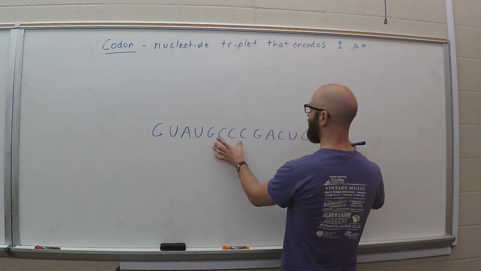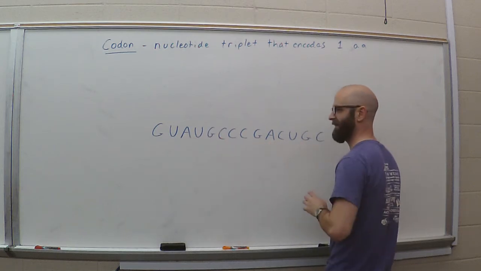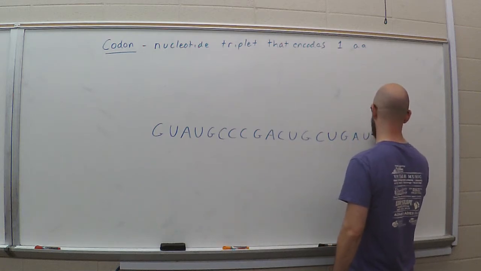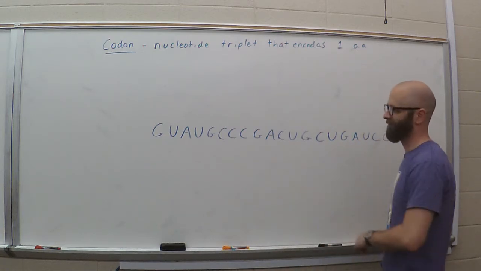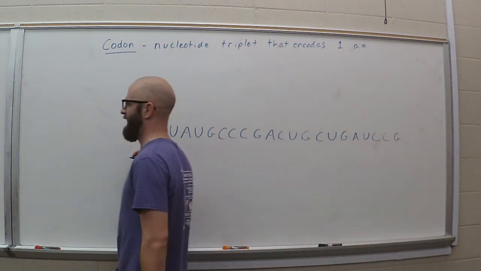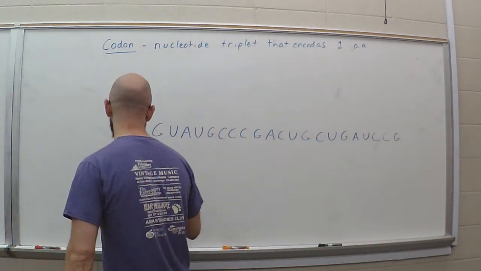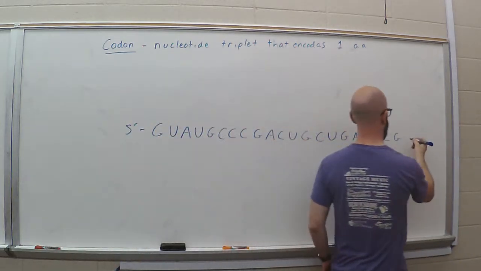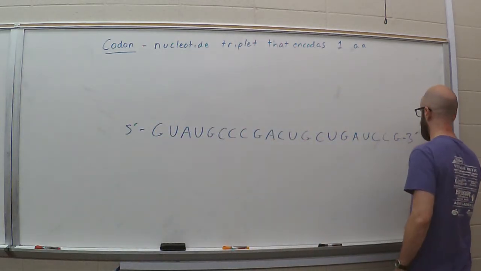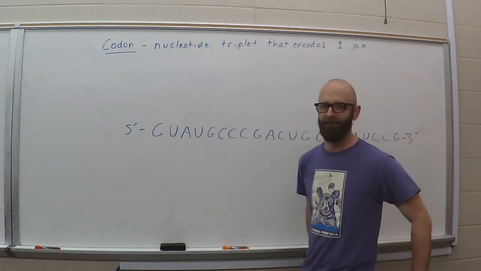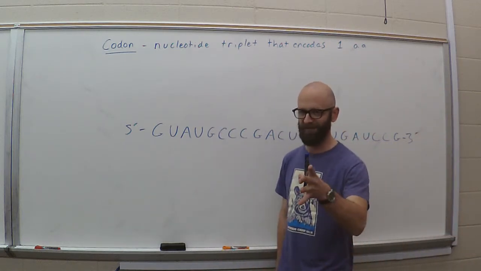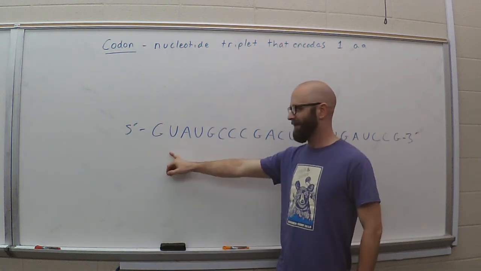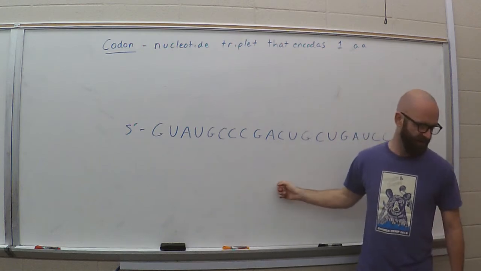hold on a second. Make sure I get this right. I'm freehanding here. Okay. And of course, these are read 5' to 3'. Put a big fat star next to this. Write this down. mRNA is translated 5' to 3'.